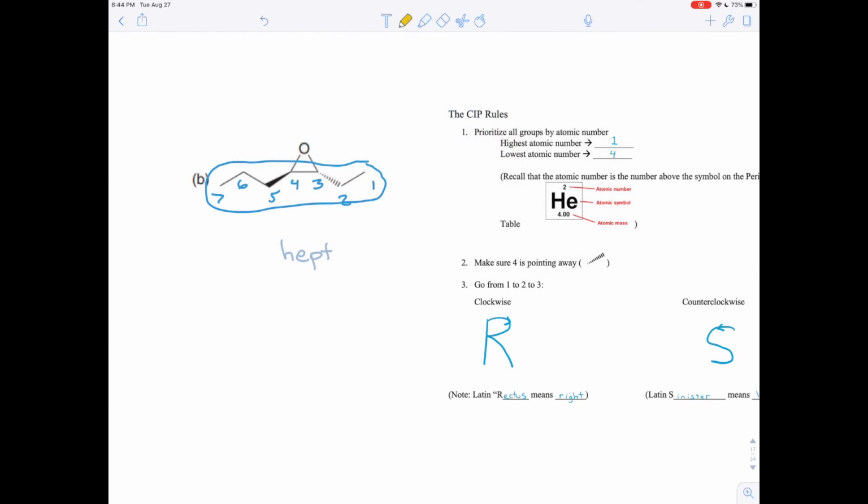The infix, and we have all single bonds here. Every one of these things is single. The infix for all single bonds is an, and in that backbone also, in the circled area, there's only hydrogen and carbon, so the suffix is e, heptane.